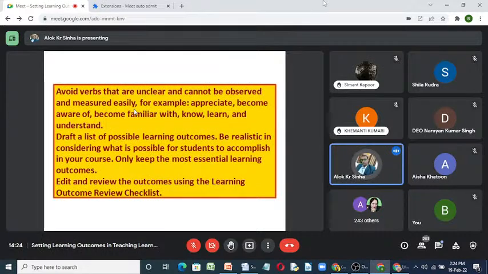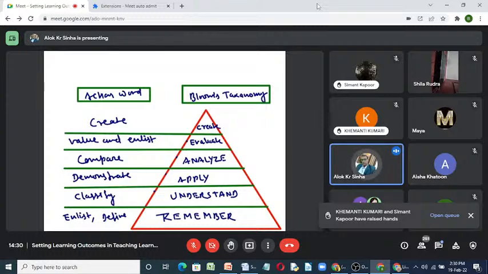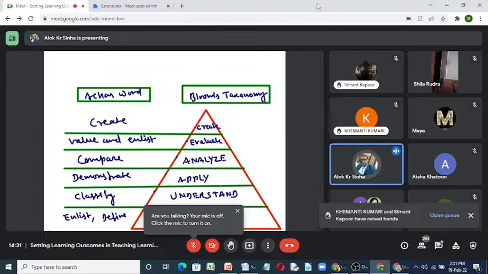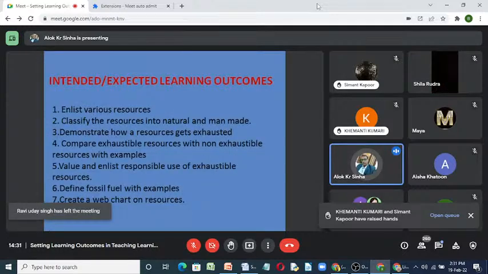And for writing learning outcomes, we must avoid vague verbs. Remember: he can enlist things, he can define things. Second, classify. Classify comes under understanding, because if he understands the things, he can classify the resources. Demonstrate comes under application. If he knows how to apply the things, he can demonstrate. Compare comes in analyze. And value and enlist come in evaluate, because if he wants to evaluate, then he must know how the values and enlist. And to create a web chart comes in create. So all these questions are based on Bloom's taxonomy. It satisfies all the levels of Bloom's taxonomy.